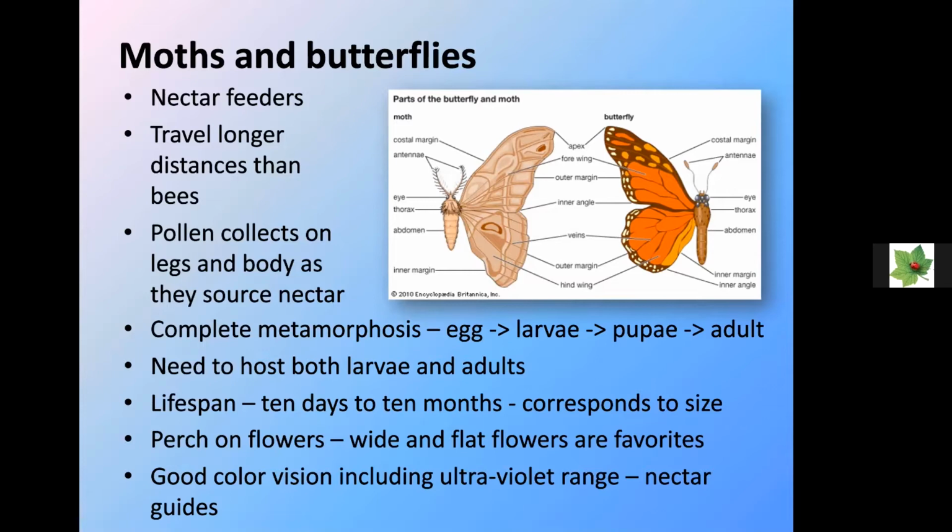Their lifespans can range from anywhere from 10 days to 10 months, depending on the species and also the size. They oftentimes are perching on flowers. Wide and flat flowers are some of their favorites. It's easier for them to be stable and to sit on. And they actually use the ultraviolet ranges when looking for different types of nectar, which can play a role in the different types of flowers and colors that they're looking for.